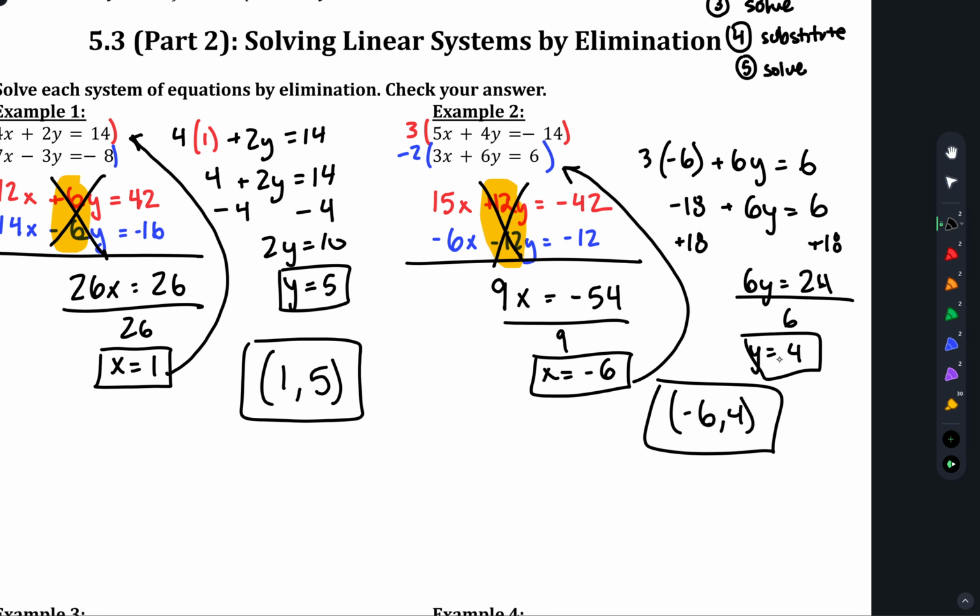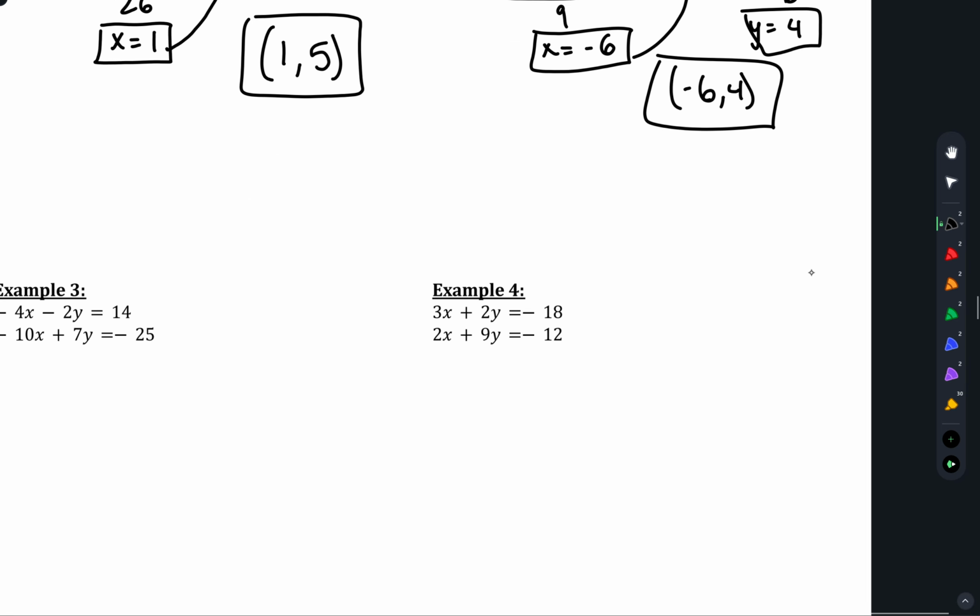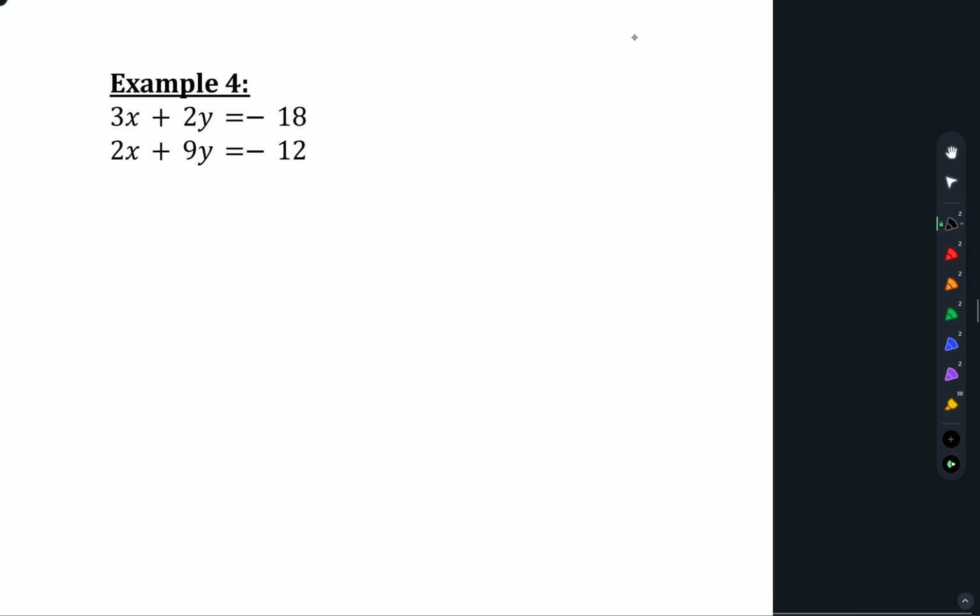Any questions there? Are we okay if I skip example 3 and go to example 4? Okay. No, we don't need to skip the rest. All right, example 4. Which one do we want to go with, x's or y's? Sure. What's the least common multiple for 3 and 2? Okay, so what do I need to multiply by? I need a 2 and a negative 3.